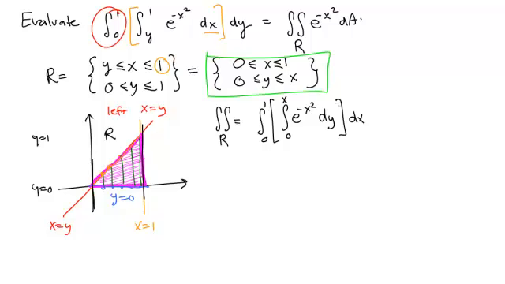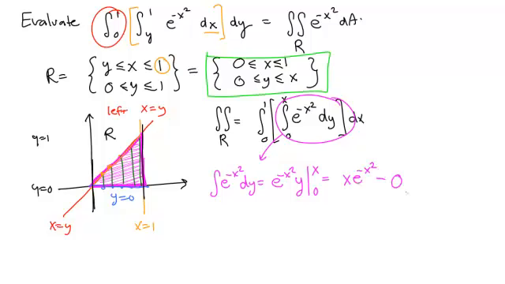So let's do this now. If we focus on the inside integral, the integral of e to the minus x squared dy is just e to the minus x squared y, because e to the minus x squared is a constant, evaluated from 0 to x. So when we plug in x, we're going to get x e to the minus x squared. When we plug in 0, we're going to get 0. And so we've worked out the inner integral. So now the iteration says we just have to integrate from 0 to 1 the function x e to the minus x squared, with respect to x.